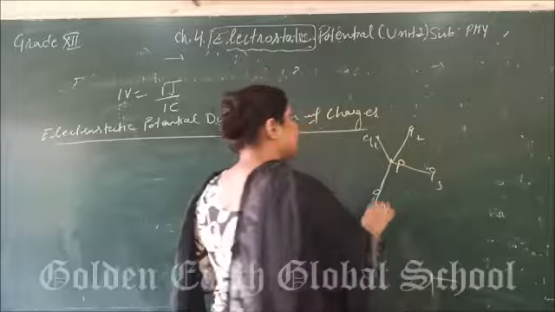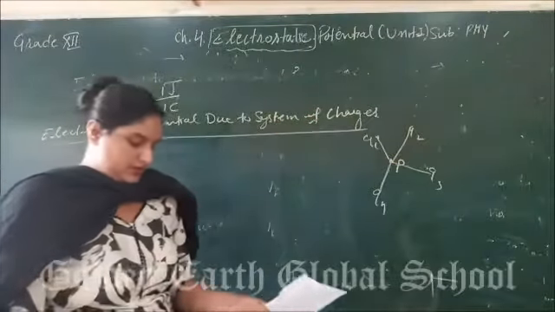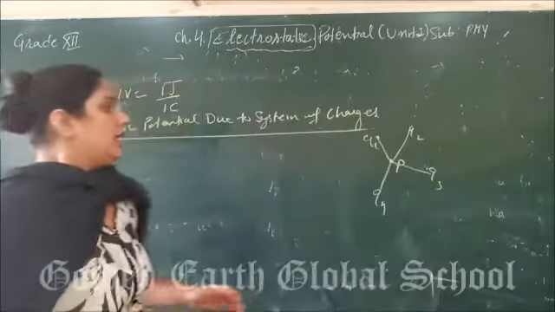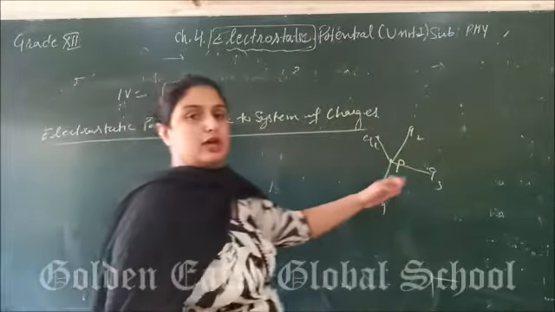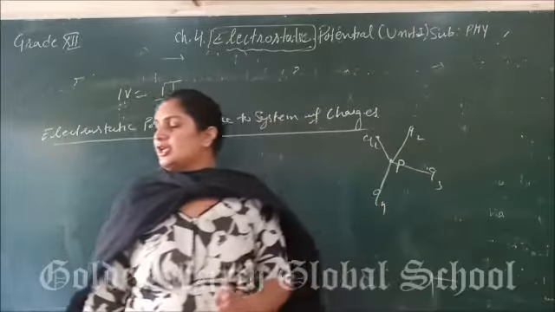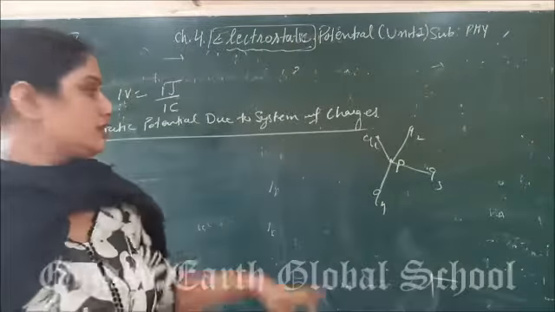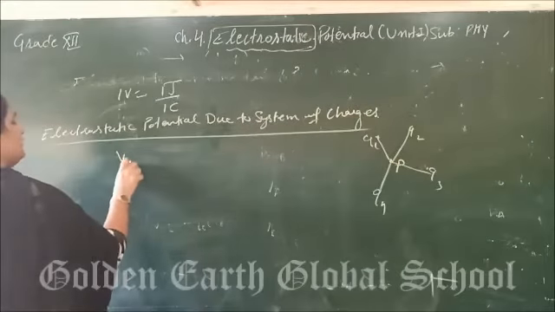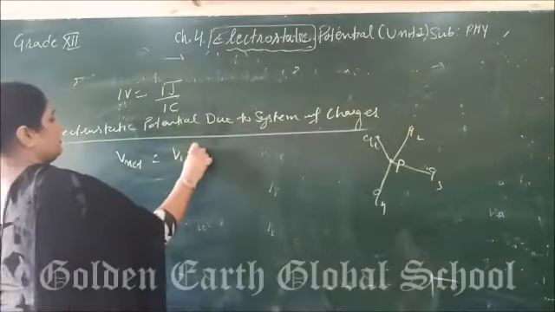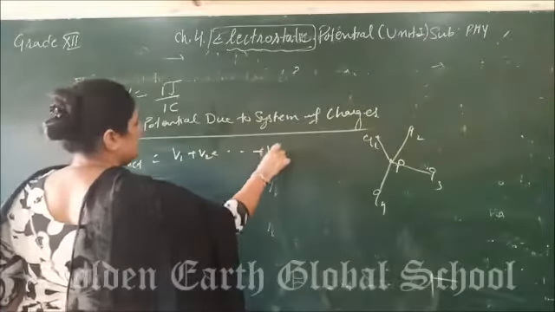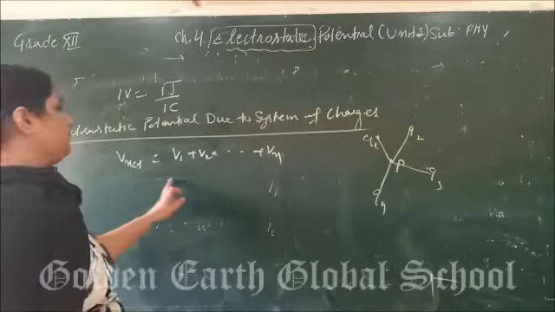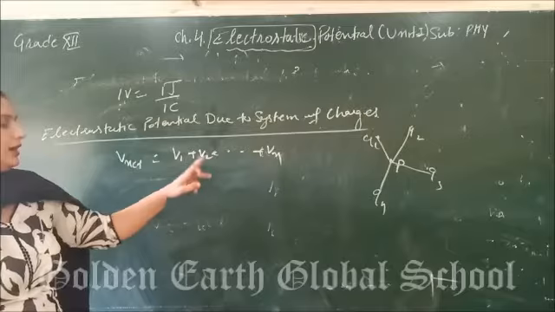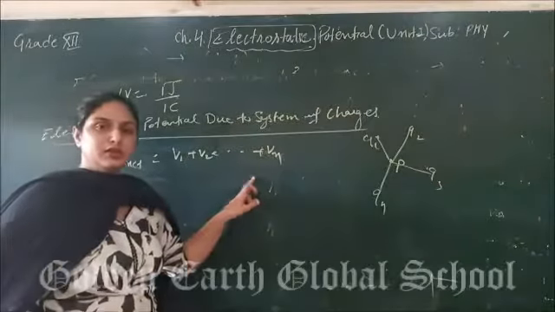Electrostatic potential is a scalar quantity. So the net potential at point P will be equal to the algebraic sum of the potentials due to the individual charges that are present around the point P. So V net will be equal to V1 plus V2 up to Vn. The potential at point P will be equal to the algebraic sum of the potentials at point P due to the individual charges.